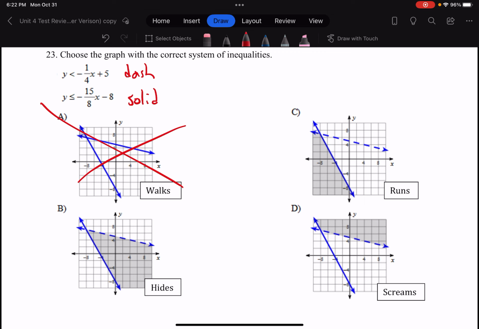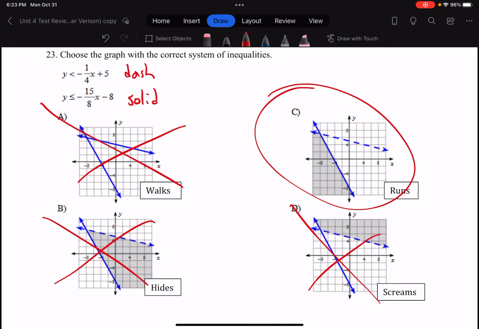I also can see that I need to be below both of my lines. Notice that all of these lines are graphed in the same spot. If I look at answer choice B, I'm above the solid line but below the dashed line, so that can't be the correct solution. If I look at D, I'm above both lines, so that's not the correct solution. But answer choice C is below both of my lines, which would be the correct system of inequalities.